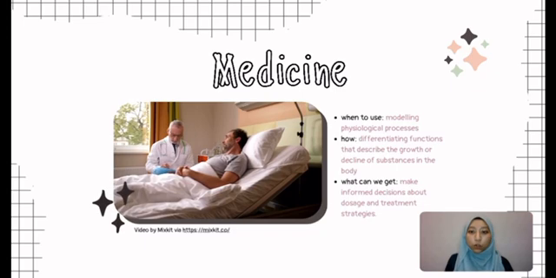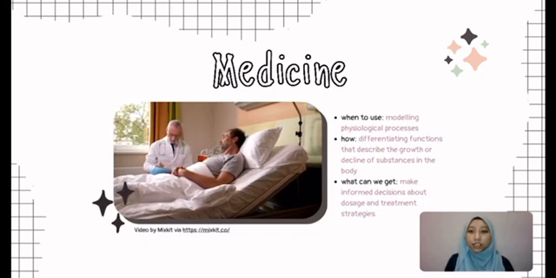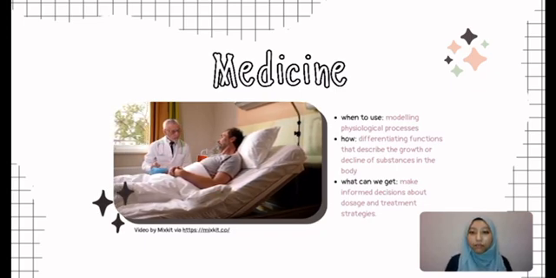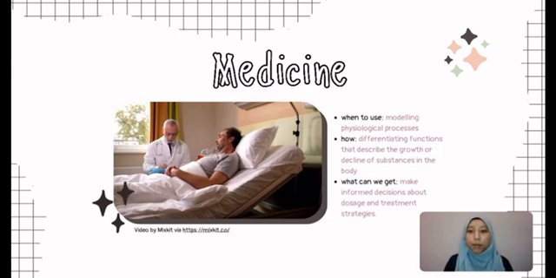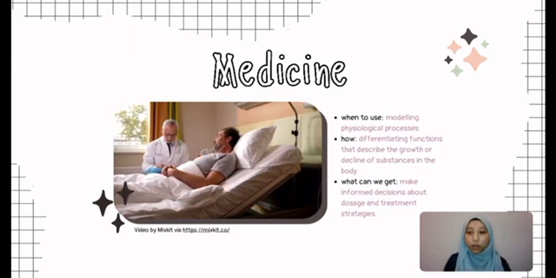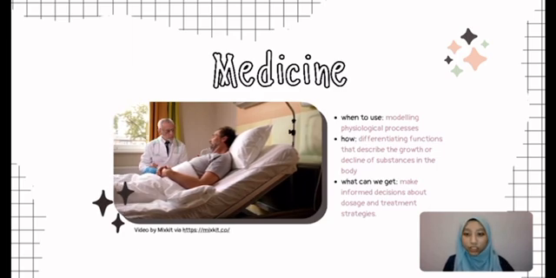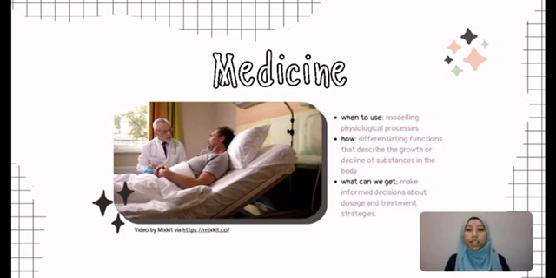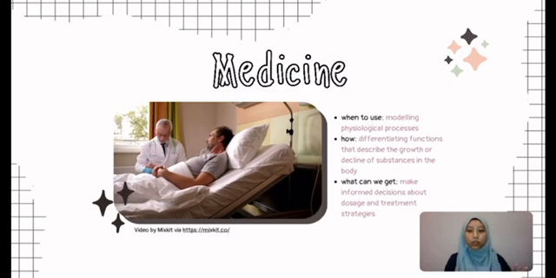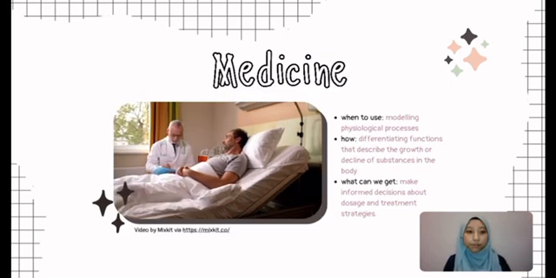This also applies in medicine. Differentiation plays a vital role in modeling physiological processes. By differentiating functions that describe the growth or decline of substances in the body, such as drug concentrations, we can analyze the rate of change and make informed decisions about dosage and treatment strategies.